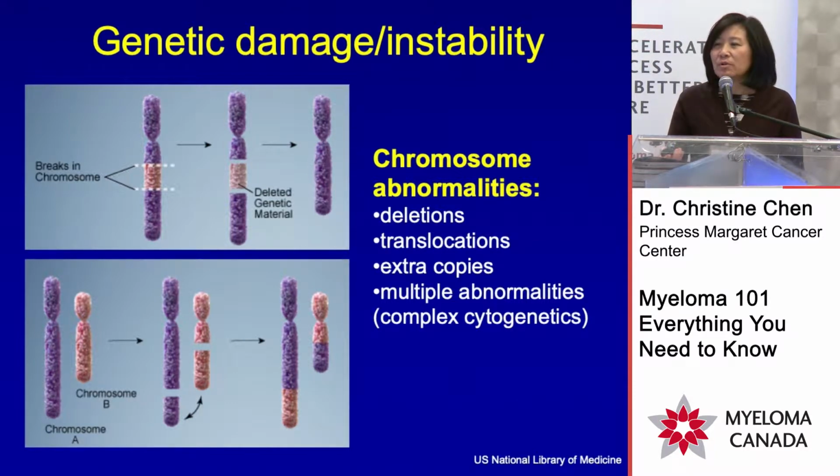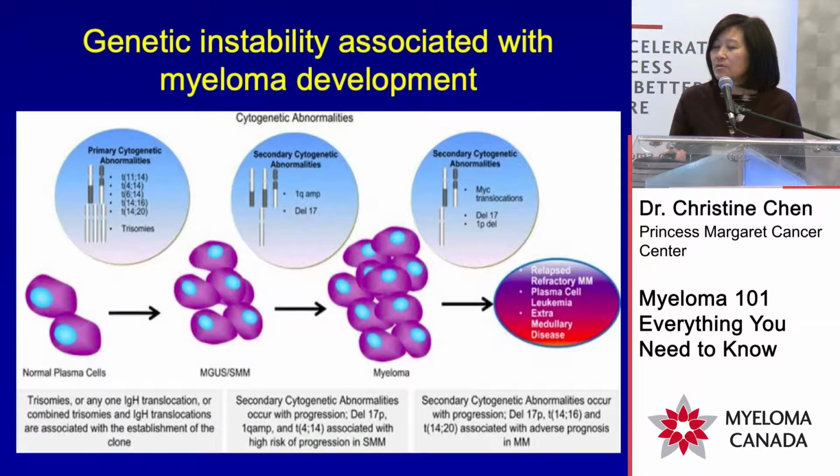So a good example of a translocation is T(4;14), so we refer to them as T, brackets, 4 semicolon 14, and then close brackets. And the 4 and the 14 refer to the two chromosomes that are exchanging material. So why is that important?